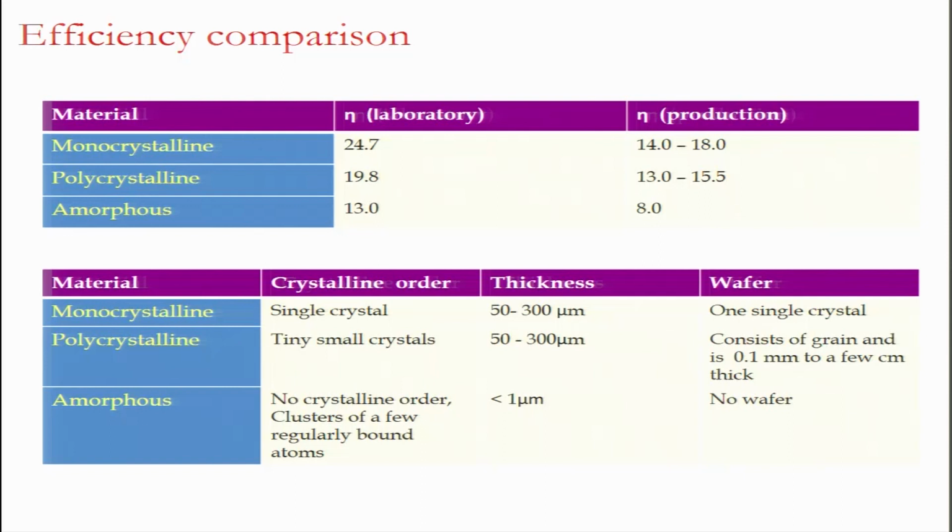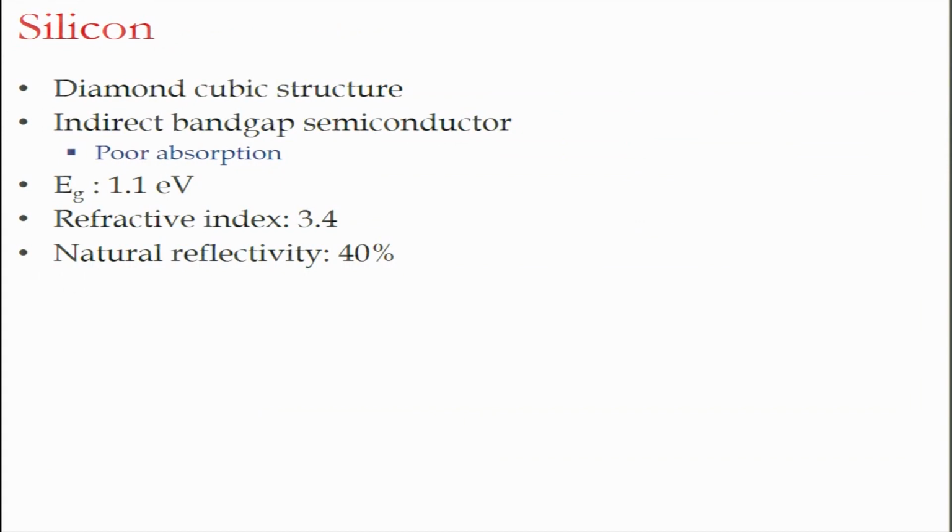Monocrystalline silicon or polycrystalline silicon wafers have a thickness of about 300 micron, which is 0.3 mm, and amorphous silicon has a thickness of the order of a micron or so. Amorphous means there is no crystalline order. Basically, you have atoms having short range order. So, what is silicon? In terms of material, silicon has a diamond cubic structure, which is basically a face centered cubic structure, and 4 silicon atoms make up an FCC lattice, and the remaining 4 atoms are tetrahedrally coordinated by other silicon atoms in such a manner that you have a diamond cubic structure.